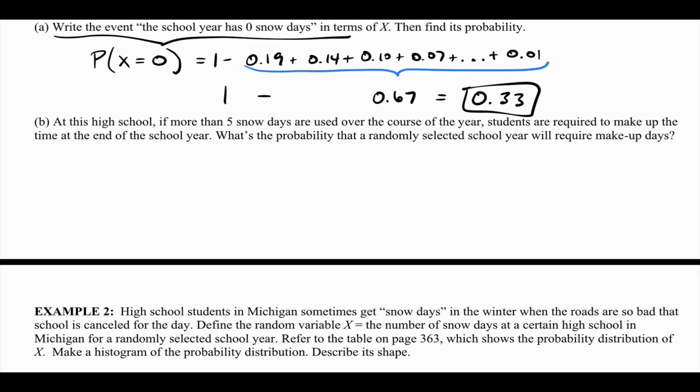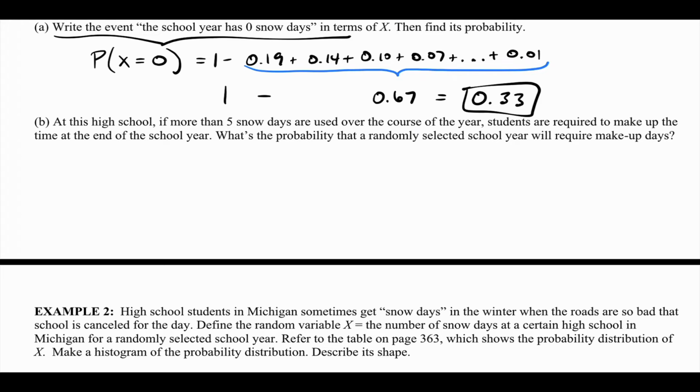Getting off topic. At this high school, if more than 5 snow days are used over the course of the year, students are required to make up. Okay, so it's more than 5. Sometimes schools will program the days in so they know they'll have more. So if they don't use all their snow days, they can get out early. If they have to go more than 5 snow days, they have to make up the time at the end of the school year.